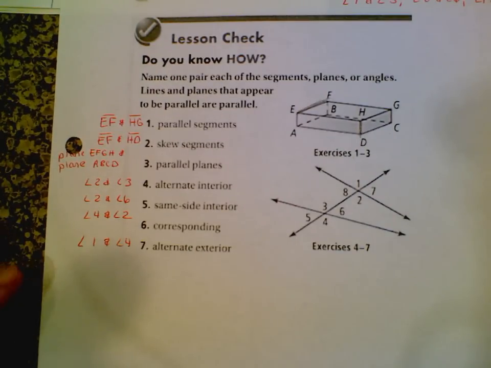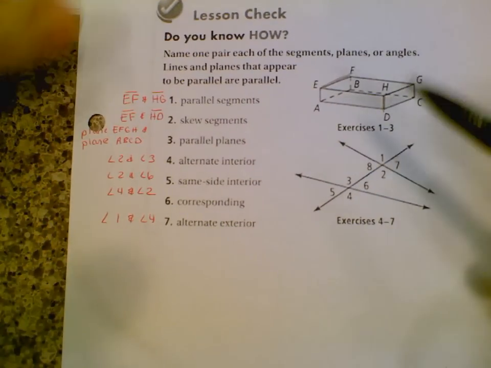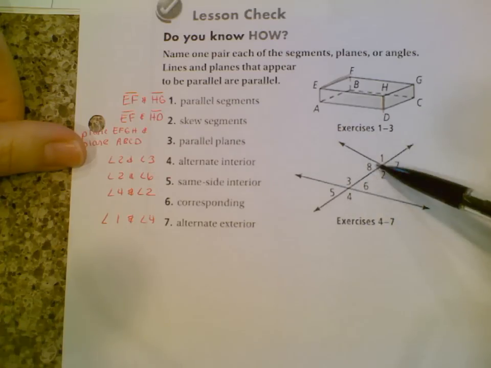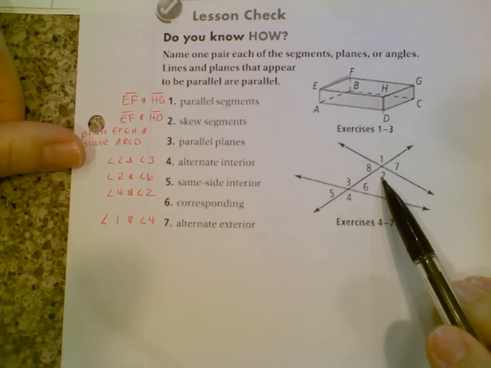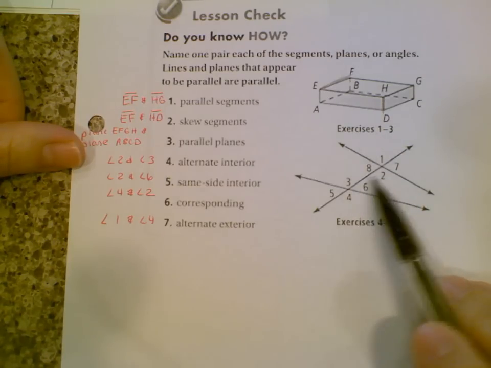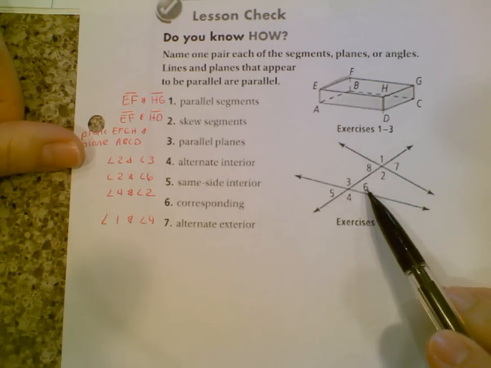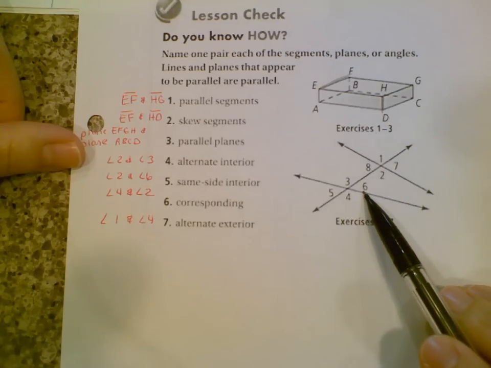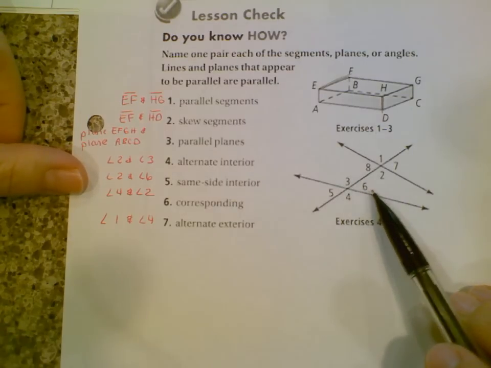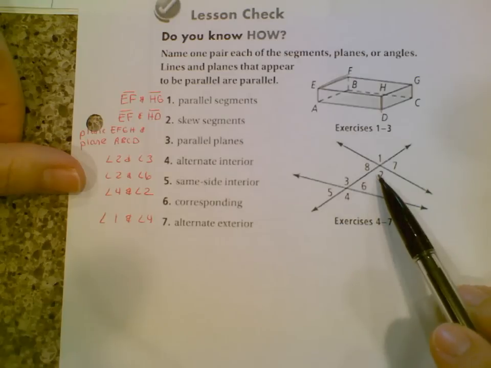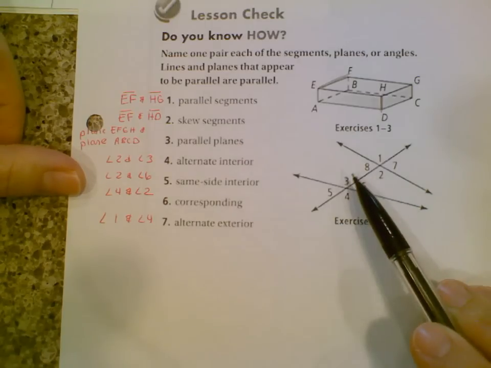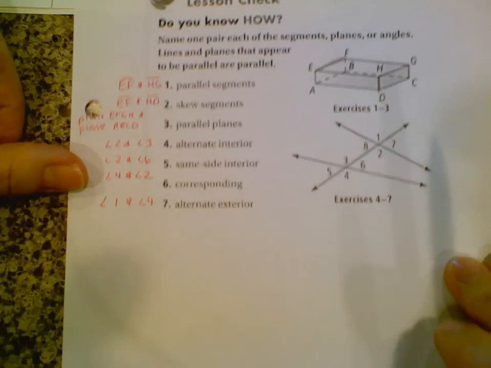Okay, now you're going to be practicing with the other type of vocab. So give me a pair of alternate interiors. So interior means I'm on the inside. Alternate means I have to switch the transversal sides. So I could put together 2 and 3 as a pair, or I could put together 6 and 8 as a pair. Same side interior, so I'm still on the inside, but I'm going to stay on the same side of the transversal. So you could write down 2 and 6, or you could write down 3 and 8.